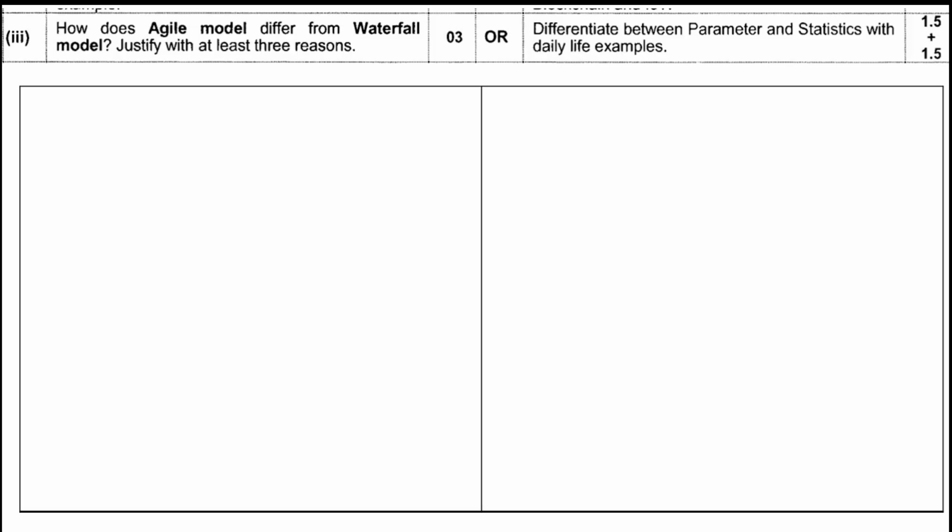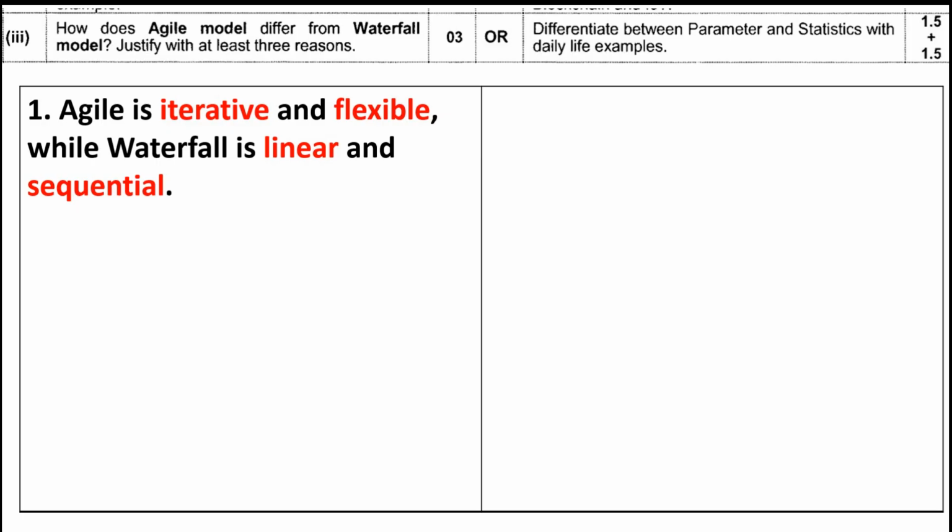Next question is, how does the agile model differ from the waterfall model? Justify with at least three reasons. This is a very important question. The difference between agile and waterfall models. Number one, agile is iterative and flexible, while waterfall is linear and sequential. Agile is more flexible if you have high knowledge about the project and an expert team of people. Then it's very easy and flexible.